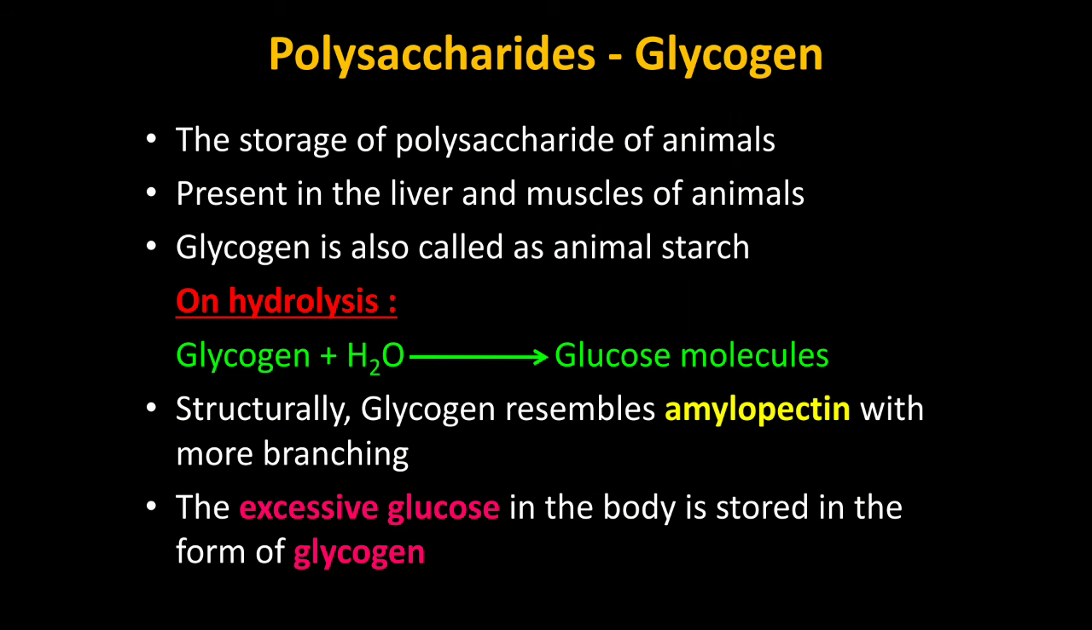Next, we are going to see polysaccharides like glycogen. Glycogen is the storage polysaccharide of animals. It is present in the liver and muscles of animals. So, glycogen is called animal starch. On hydrolysis, glycogen gives glucose molecules. Structurally, glycogen resembles amylopectin with more branching. The excess glucose in the body is stored in the form of glycogen.